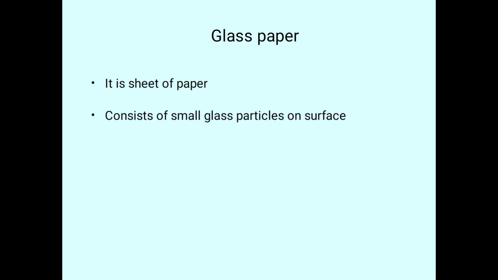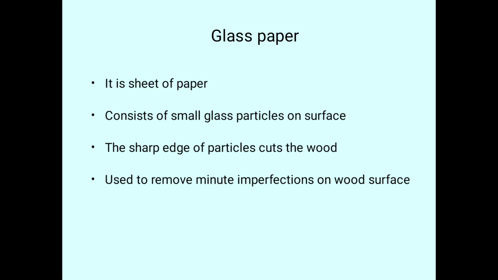Next is glass paper. Glass paper is nothing but a sheet of paper that consists of small glass particles on the surface. The sharp edges of the particles cut or remove material from the wooden workpiece. This glass paper is used to remove minute imperfections on the wood surface.